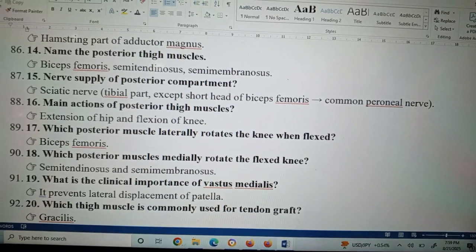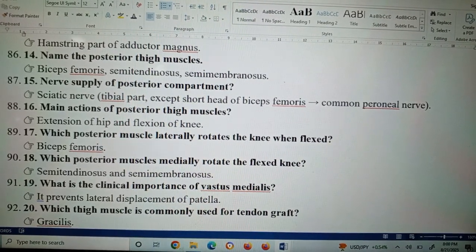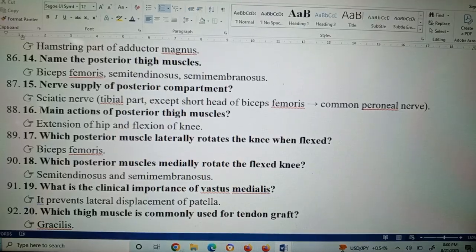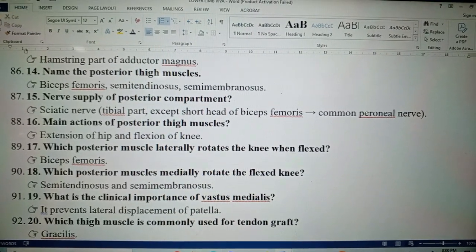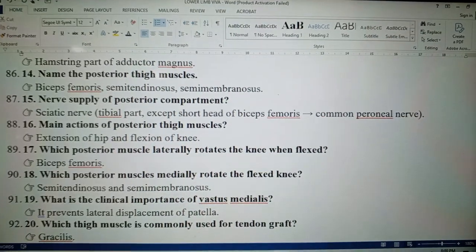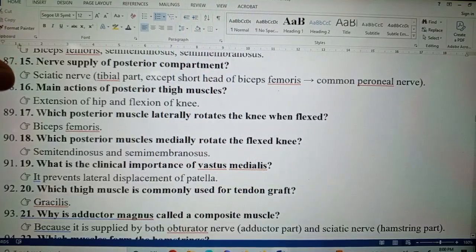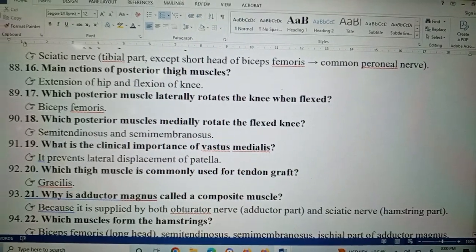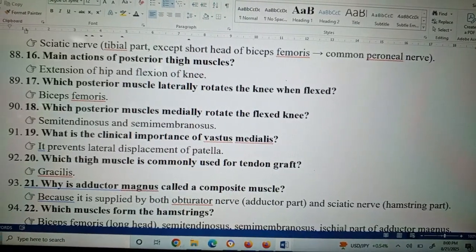Please learn the tables of the KLM and the clinical boxes which are given at the end of each chapter; they are very, very important. Which posterior muscle laterally rotates the knee when flexed? This is the biceps femoris. Which posterior muscle medially rotates the flexed knee? This is semitendinosus and semimembranosus.